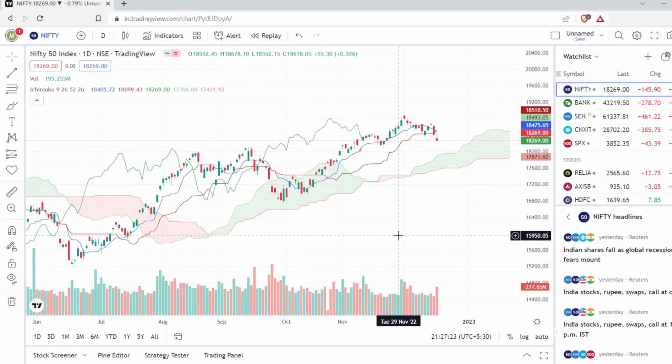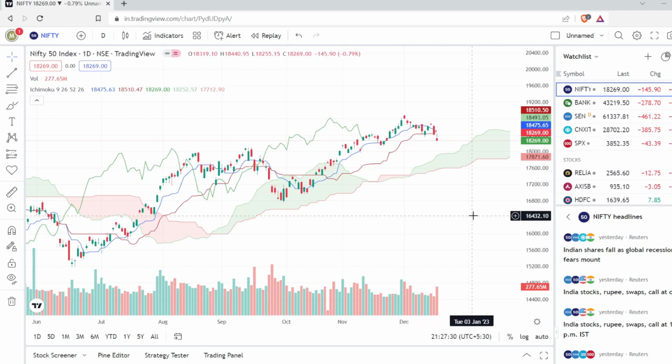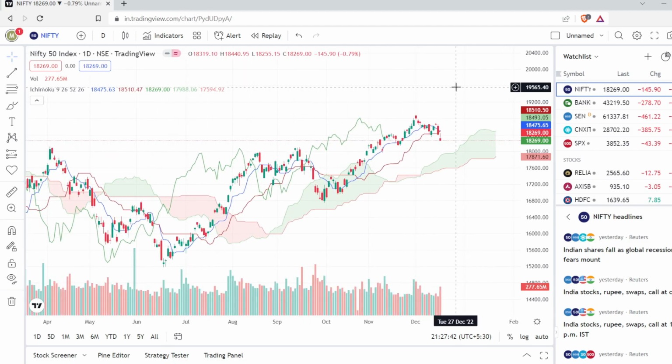Once you put it into the chart, you will see very complicated, many lines, and you might be very confused and understand nothing. It's fine. When you understand the whole thing after seeing this video, it will be a very simple strategy which is very effective for swing trades. The Ichimoku cloud system is very effective.